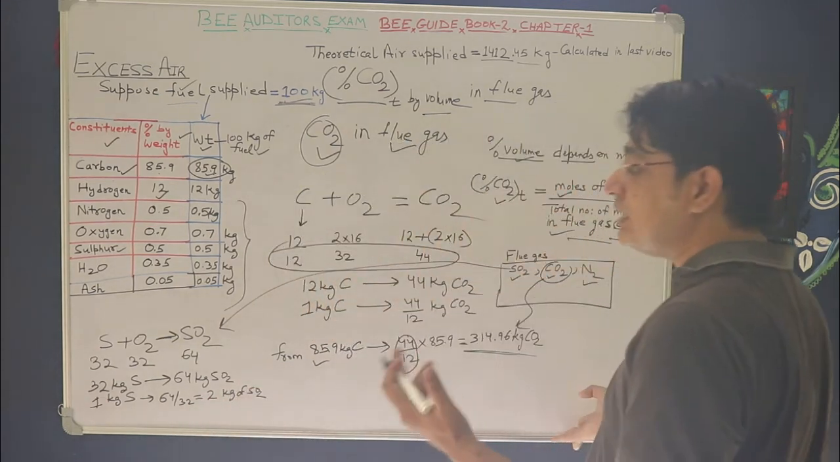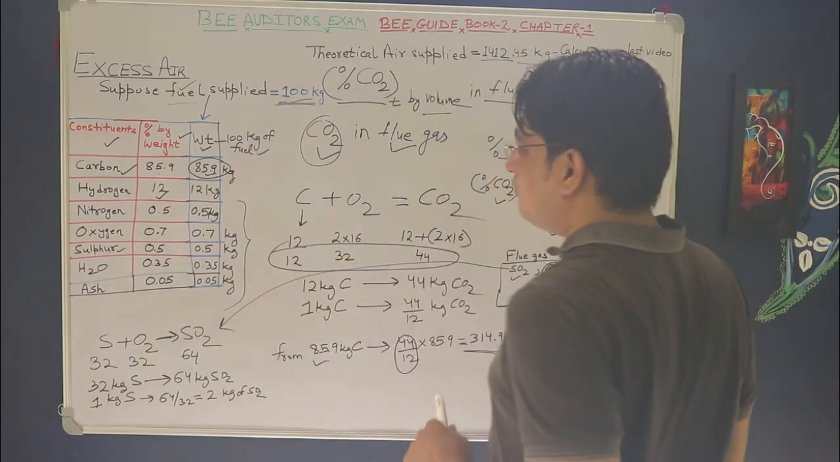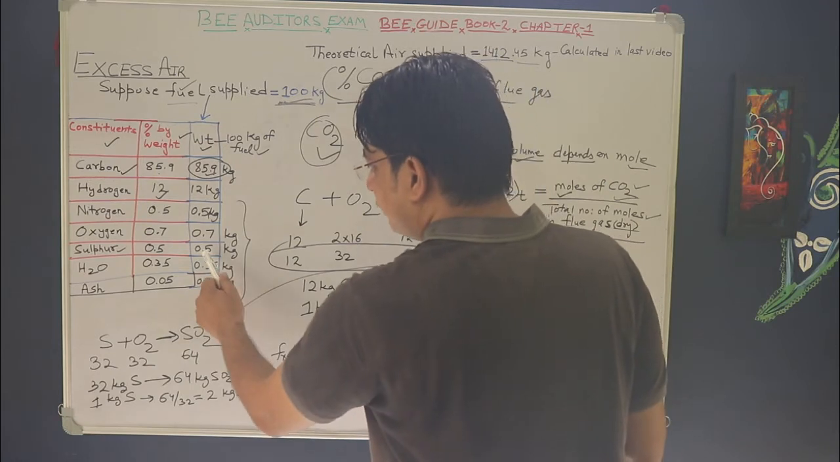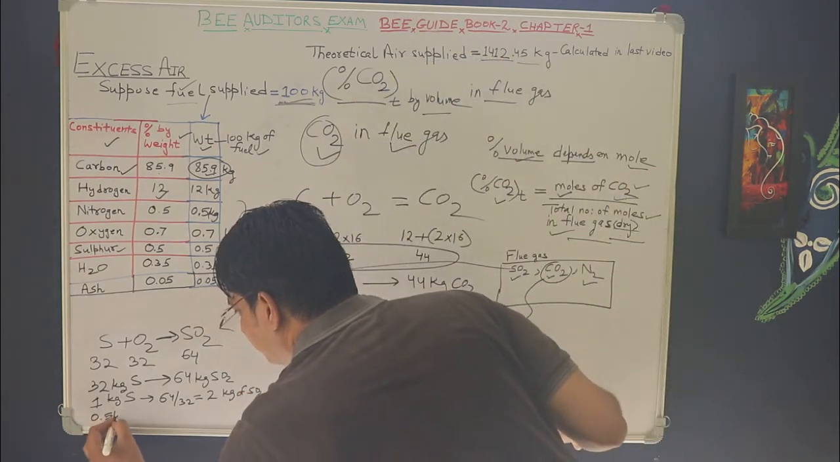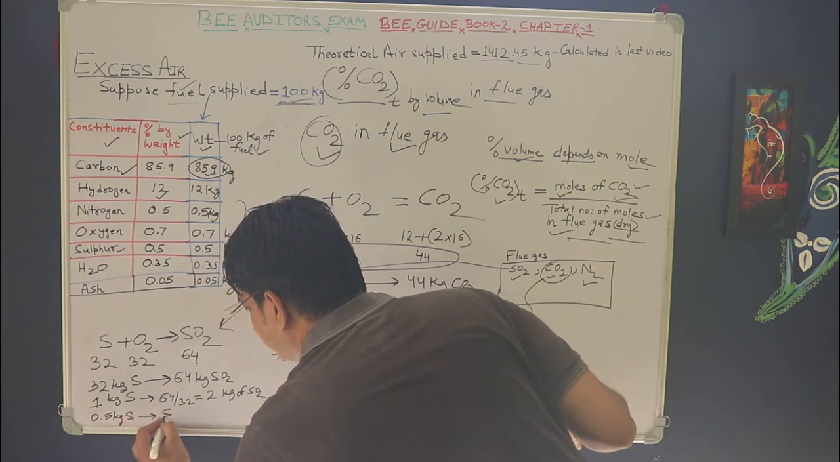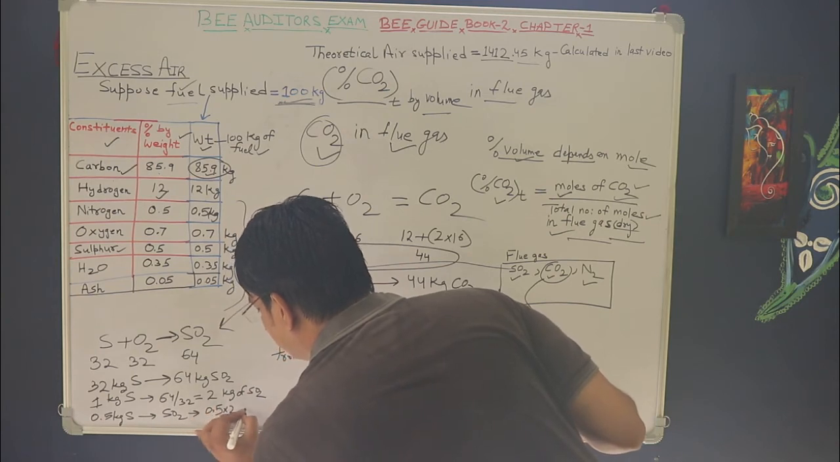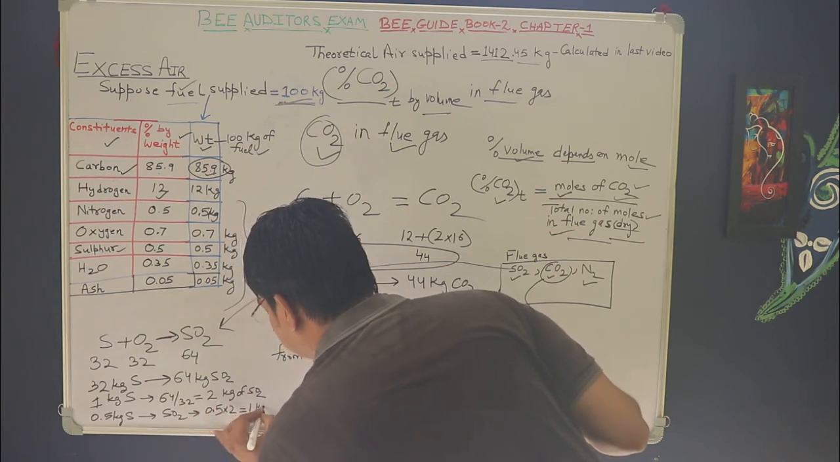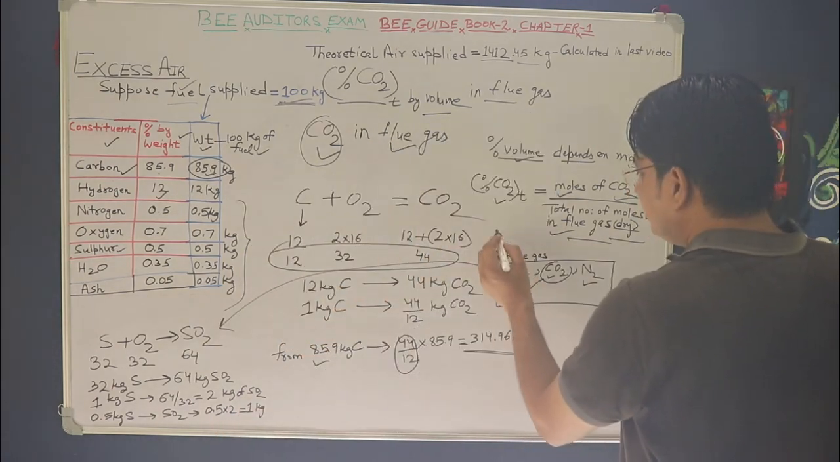So what is the amount of sulfur present in my fuel? I have considered 100 kg of my fuel in which 0.5 kg of sulfur is present. So from 0.5 kg sulfur, SO2 formed will be equal to 0.5 multiplied by 2 and it will come as 1 kg. So the SO2 formed is 1 kg.